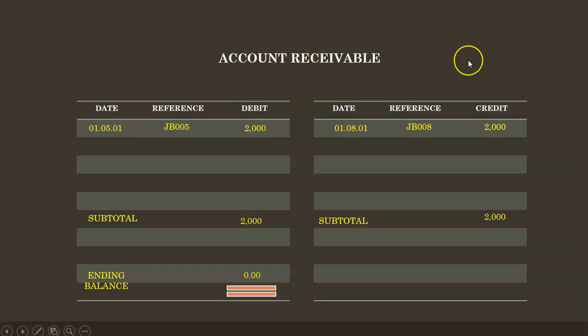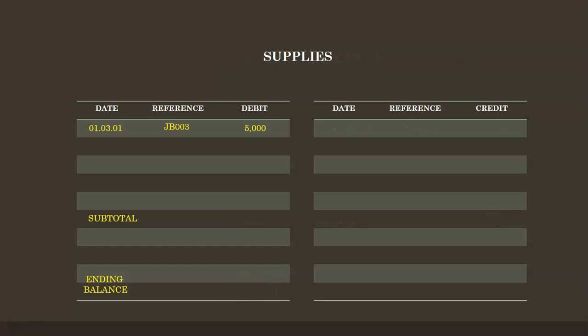Ano kayang page ang makikita natin? Or anong account title? Hulaan nyo is supplies. So, we have here subtotal and ending balance. The only thing we need to do is to get the amount. Since walang ibang transaction, we just simply copy the 5,000. And the ending balance, we just again simply copy the 5,000 and don't forget the double bar. Ayan. Okay na sa supplies. What do you think's next?